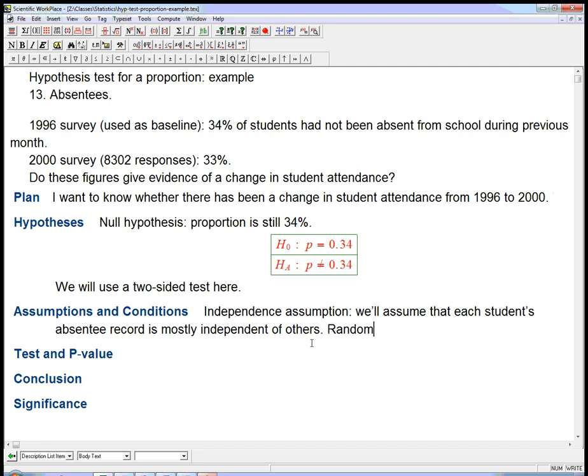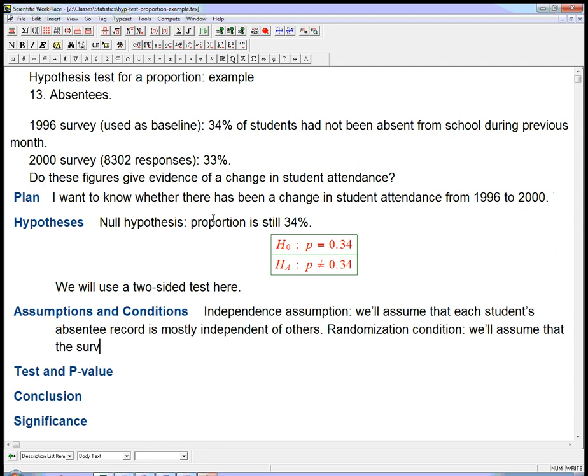Okay, randomization. The randomization condition, well, it hasn't told us too much about the survey dynamics, or about the actual mechanism of the survey. We'll assume that the survey was close to a simple random sample. And that's something that we might want to go back and look at. Can you tell us the mechanics of the survey so we can be more sure of this?